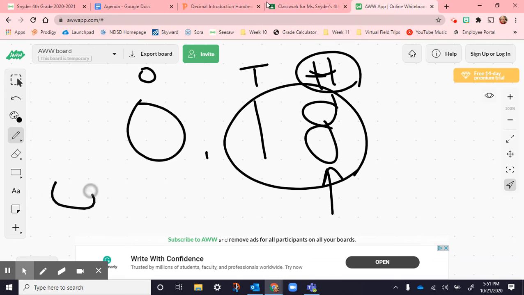If we only had this, the last digit is in the tenths place, so then we would say 1/10. So wherever that last digit's at, you look above. This one is the hundredths. So we say 18 hundredths. If tenths is the last place, then we say tenths.